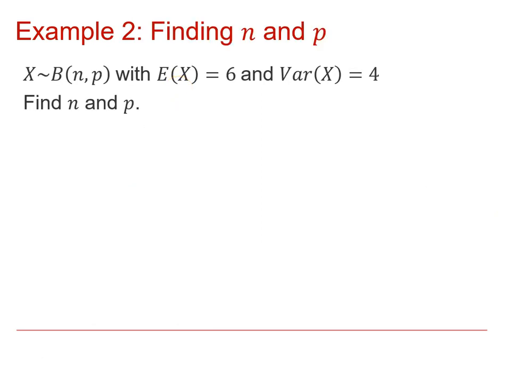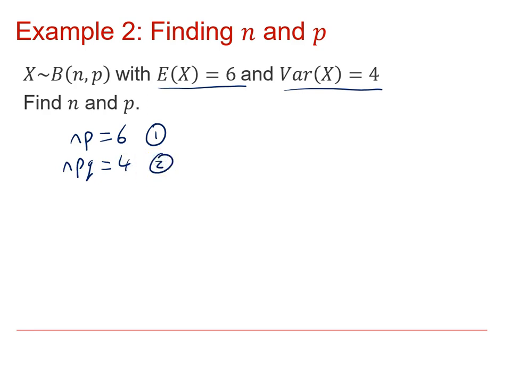Another way round is you might get told the expected value and the variance, and you need to find n and p. Well, that's quite simple too. Because we know the expected value is 6, that means that np is equal to 6. I'm going to label that equation 1. The variance of x is 4. That means that npq is equal to 4. I'll label that equation 2.